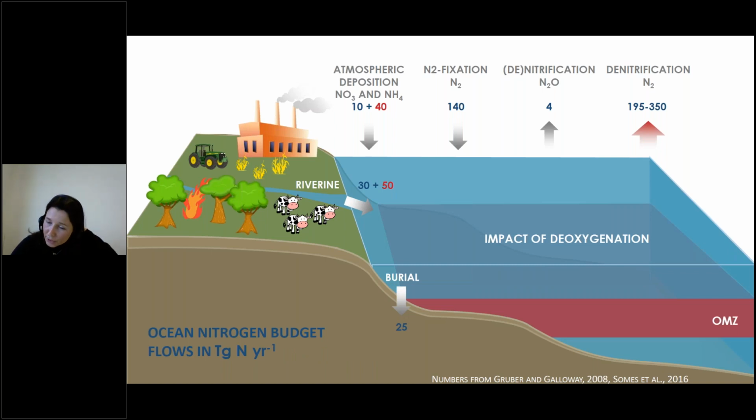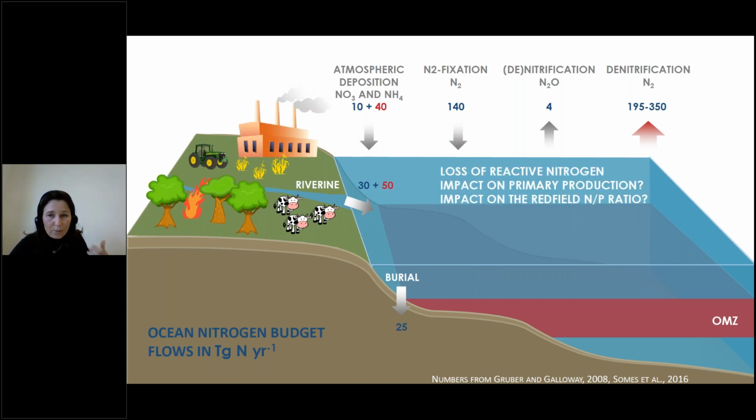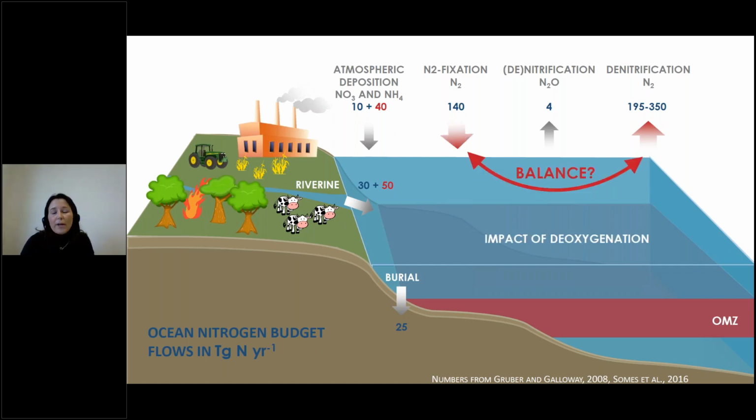If we go into a deoxygenation mode, then the extension of the oxygen minimum zone can intensify the amount of denitrification. And so this will increase the loss of reactive nitrogen for the system. This will have some impact on the primary production that we do not know, and this can also have an impact on the nitrogen to phosphorus ratio of the water that we still don't know as well. So the big question now is to estimate if the nitrogen fixation would be able to compensate the potential increase of denitrification due to deoxygenation. Is it possible to have a balance?